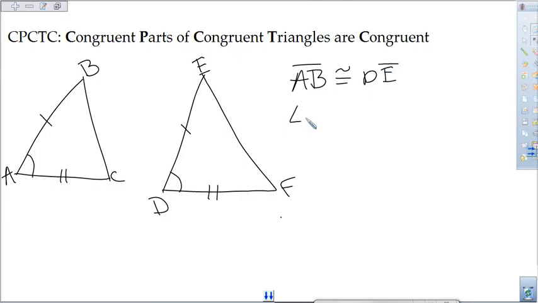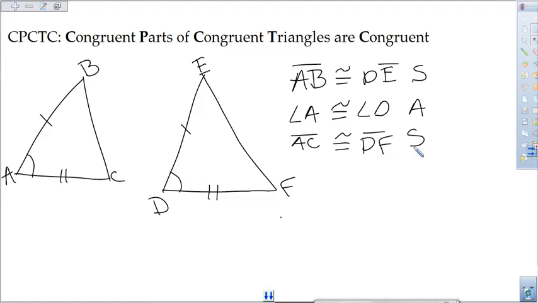And I know that angle A is congruent to angle D. And that side AC is congruent to side DF. How do I know those things? They are given. Okay. And when those are given, we have, what is that? Side, angle, side. So I know that triangle ABC is congruent to triangle DEF.